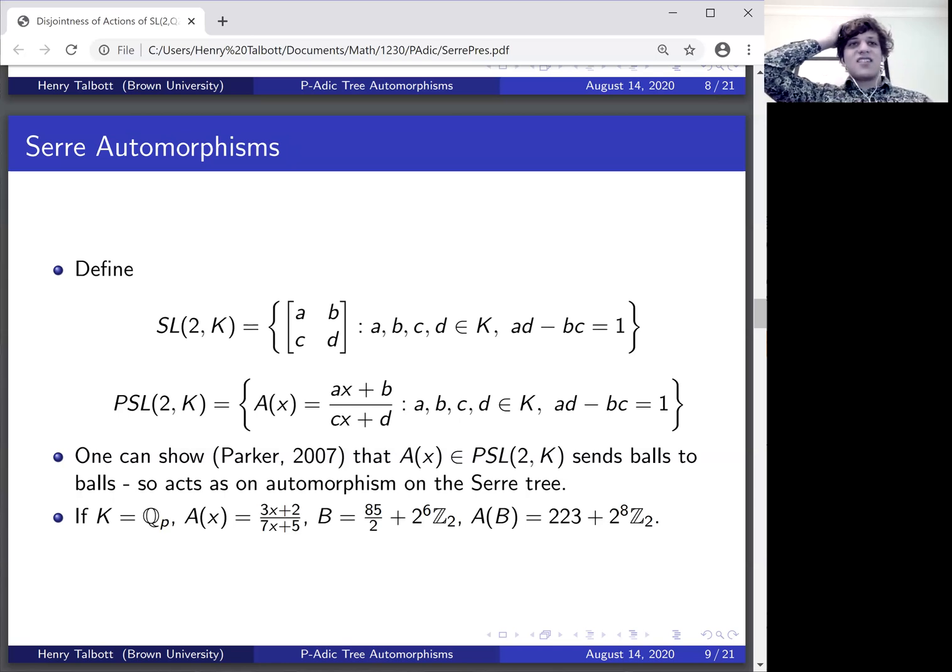Here it's crucial because, I mean, the trees are isomorphic, but we think of them as two different trees. One's the p-adic tree, one's the Laurent tree. The sense in which we're going to think about these maps being the same is via conjugacy, i.e., when we find a relabeling of the vertices such that the action of one map looks like the action of the other map.